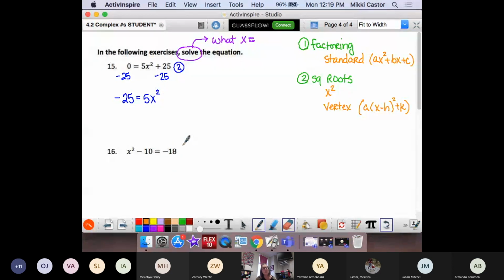Again, I'm trying to isolate the squared term, and in this case, the only thing that's being squared is the x. The 5 is not being squared, or it would have to be written like this. So recognize here that the only thing that's being squared is the x, not the 5. If the 5 was being squared, it would again have to be written like that. Because the x is the only thing being squared, I'm going to divide by 5 on both sides to get this x squared by itself. So negative 25 divided by 5 is negative 5, and 5x squared divided by 5 would give me x squared.